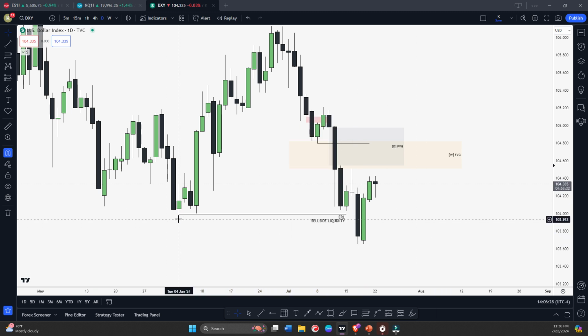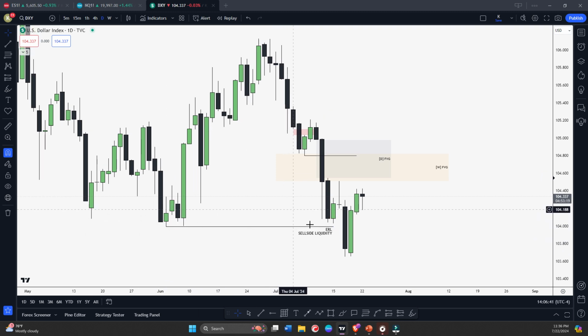So we have grabbed this sell side liquidity. That sometimes you will see me saying, we have grabbed this sell side liquidity. It's the same thing, that means we have grabbed some swing low, some old low liquidity basically. Okay, so here you can see we have grabbed the liquidity.